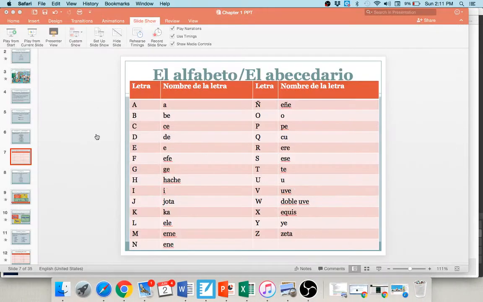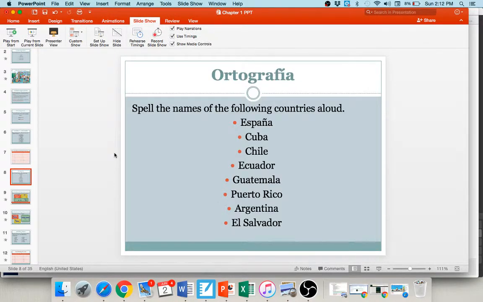So you have those. So A, B, C, Ch, D, E, F, G, H, I, J, K, L, M, N, Ñ, O, P, Q, R, and there's a double R, R, S, T, U, V, W, X, Y, Z. So you have all those letters. So at some point I'm going to ask you to spell out a whole word. So in this case we have the country of Chile, Chile in English, so Chile.